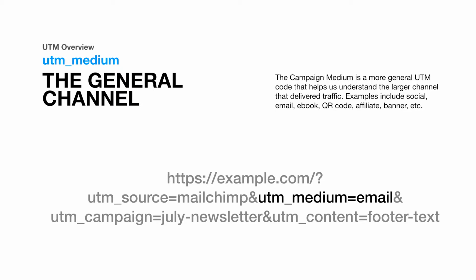We could use utm_medium equals social. If we had a link in an ebook or on a banner, or it was an affiliate link somewhere, we could use those terms as well. So again, we're using this to specify the channel that it's coming from, and this is a more general specification here.